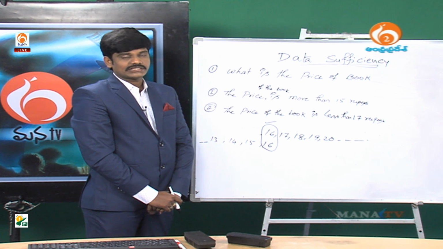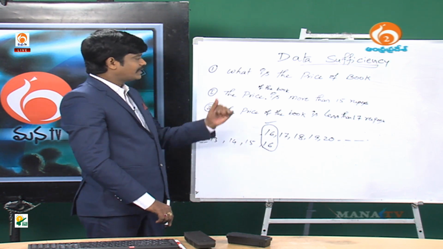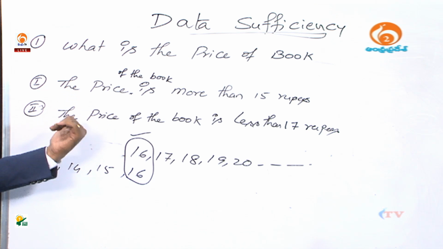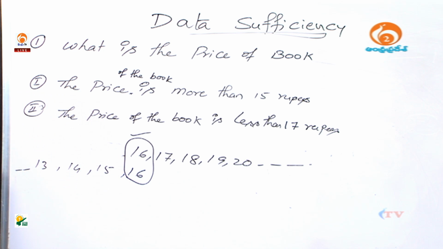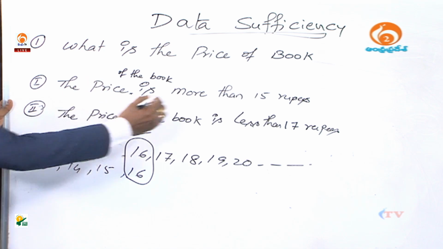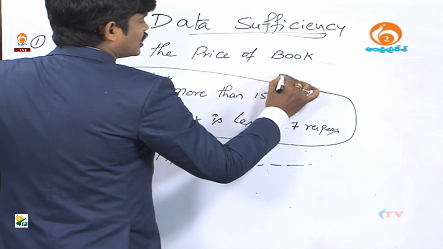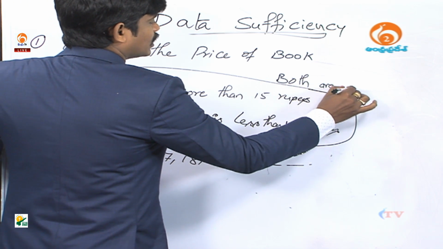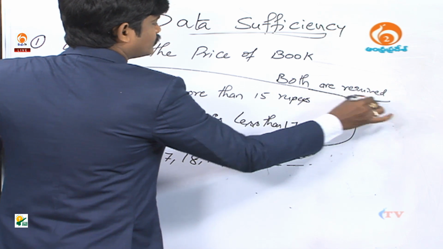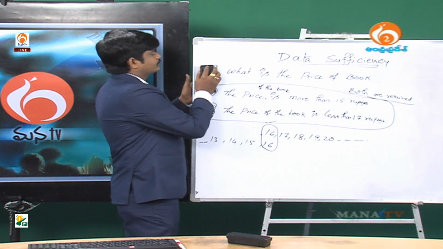Now the answer is either option 1 or option 2 or option 3 or option 4 or option 5. That means either only the first condition is sufficient, or only the second condition is sufficient, or both are needed, or neither. Now again, both the conditions are required to give an answer. That means both are required. Next.